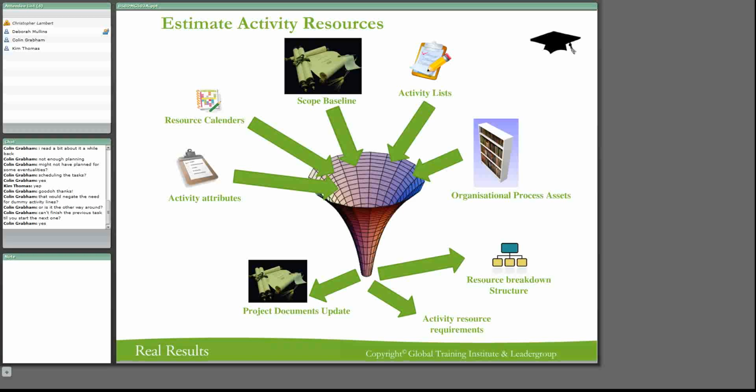Okay, so the other thing that comes out of here is obviously a resource breakdown structure. Okay, and a resource breakdown structure is really like an organogram. All right, it's a temporary organogram, if you like. It's an organogram specifically for this project, not for the organization necessarily, but for the project. And the activity resource requirements. Okay, so that's where your calendar comes in.